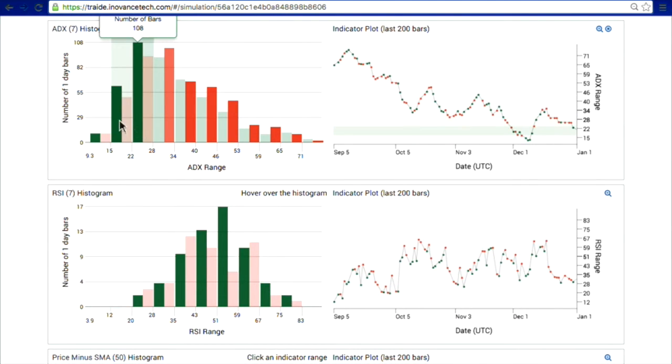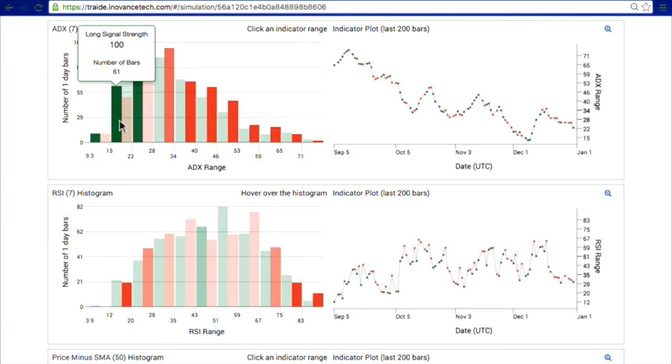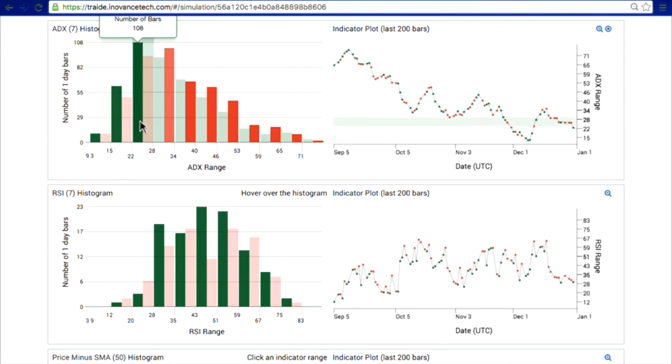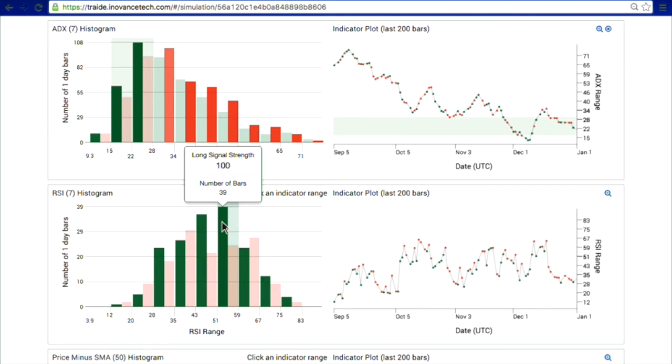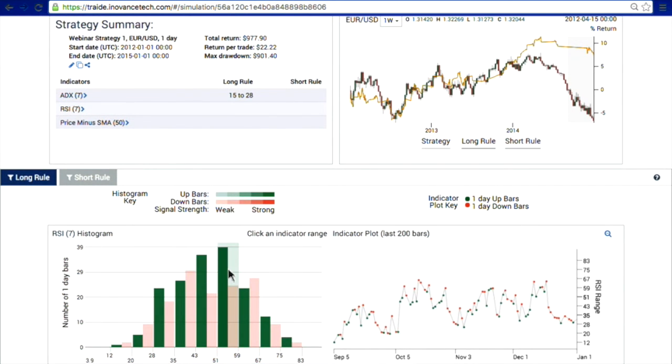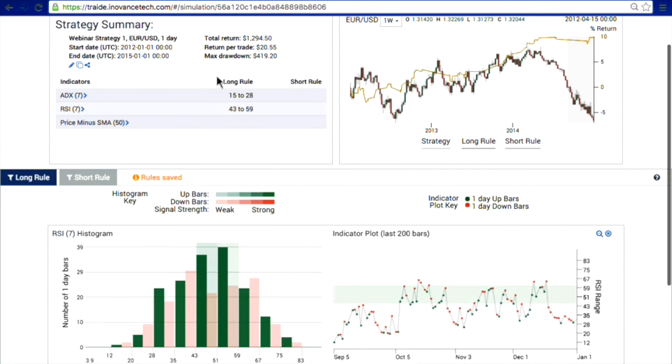Now what's really interesting is if you notice when we select our ADX rules, we can see the patterns change in the RSI. So set these conditions, the RSI histogram changes. Now what this is showing us is when the ADX was between 15 and 28, what patterns emerged in the RSI. Now pretty clearly we can see some strong signals, but particularly in the RSI range between 51 and 59, we saw significantly more bars close up than close down, giving us some strong empirical evidence to go along with TRAIDE signals.